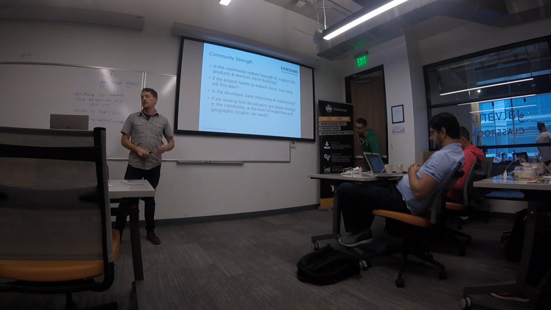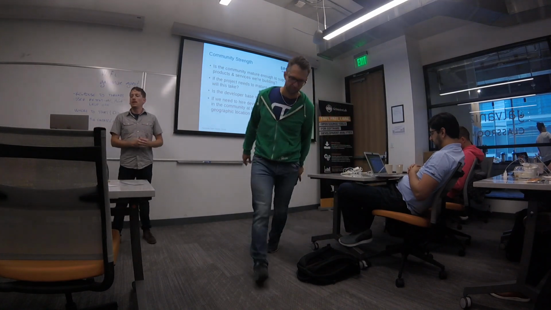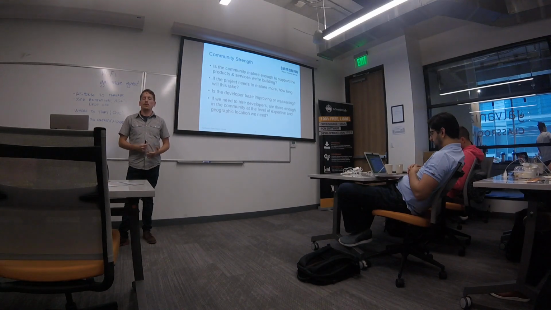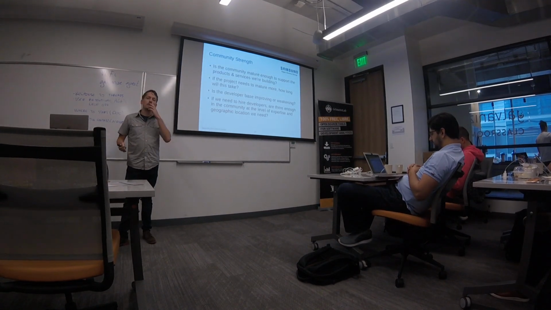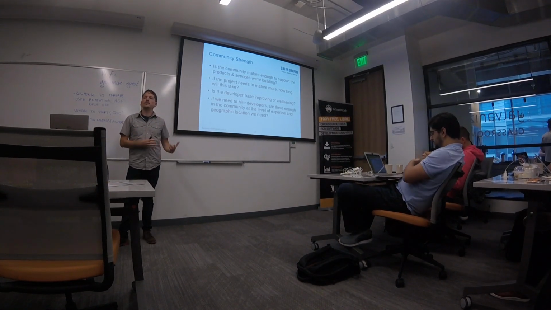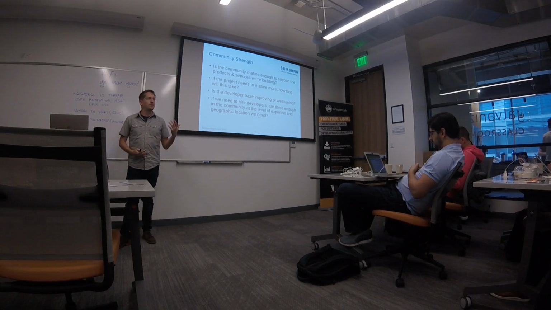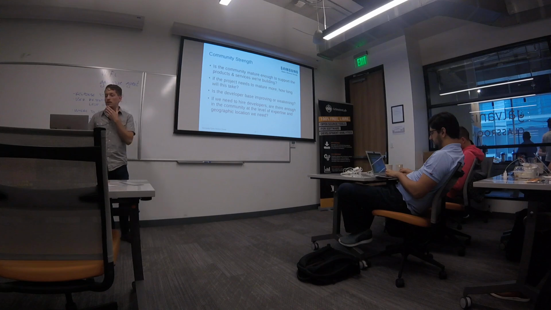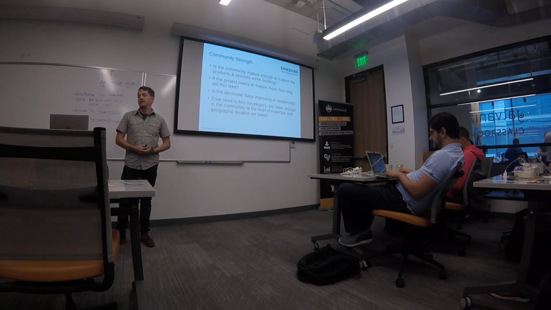So the questions we're looking to answer in community strength: Is the community mature enough to support the products and services we're building? And if it's not, then how long is it going to take us to make it mature? So if X was not a mature project and we saw that it was taking 2 weeks to 6 months to get code upstream, then there's going to be a longer timeline in order to improve that project to where we need it.